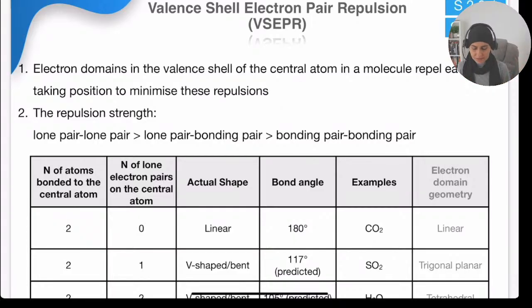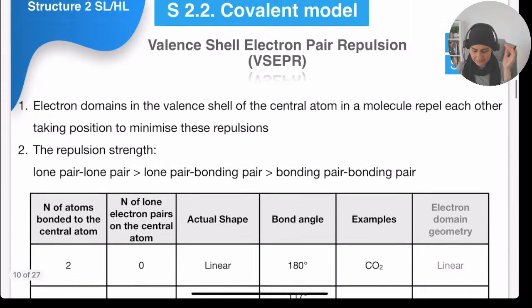Electron domains in the valence shell of the central atom repel to take positions that minimize that repulsion. And the repulsion is not equal. Lone pairs repel more than bonding pairs. So lone pair repulsion is the strongest, and bond pair repulsion is the weakest. Because if the repulsion was the same, we would always have the same bond angles depending on just how many bonding pairs we have. But that's not true. This part you need to know for both SL and HL.